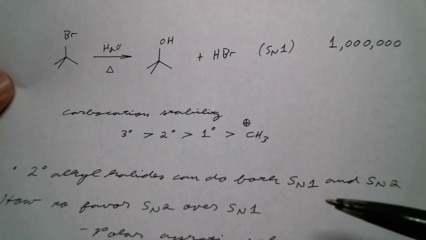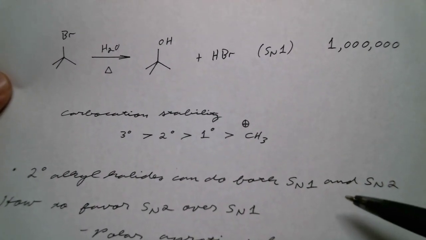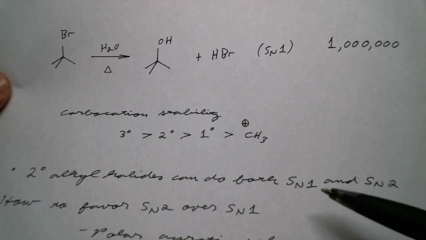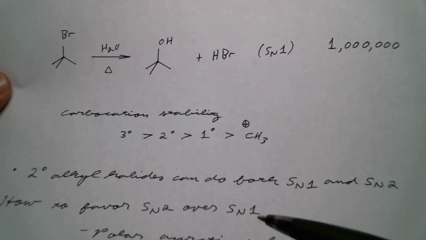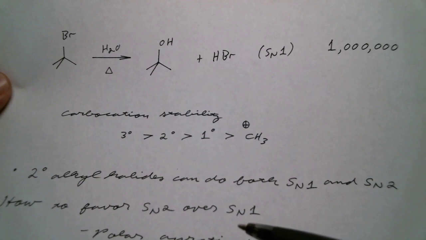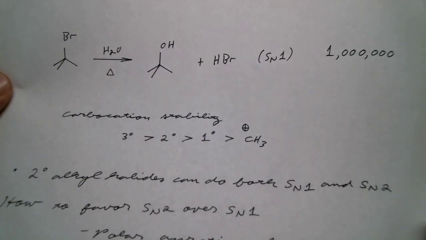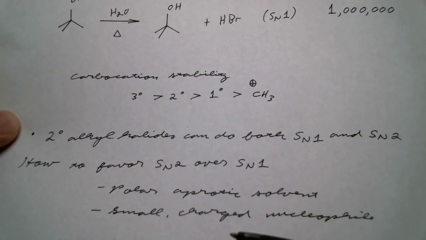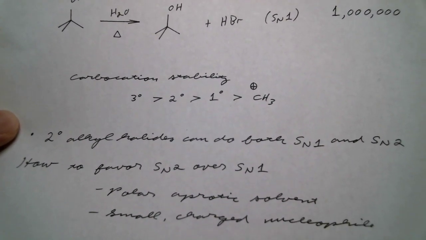Secondary alkyl halides can do both SN1 and SN2. They're the kind of strange electrophiles. So you need to think, what conditions favor SN2 over SN1? Well, polar aprotic solvents, first of all, and then small charged nucleophiles.